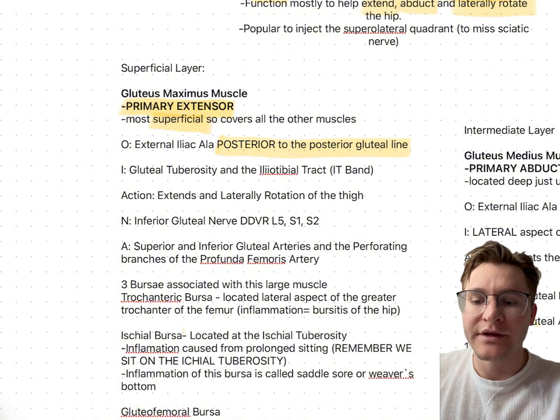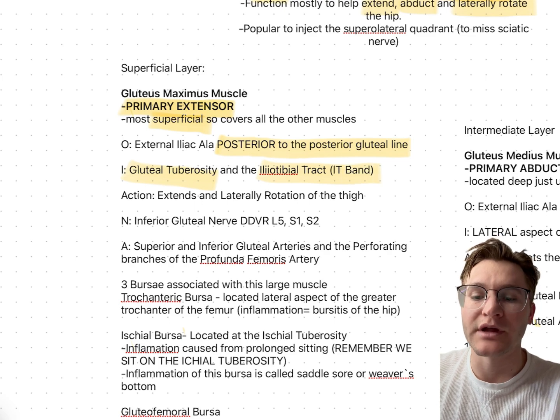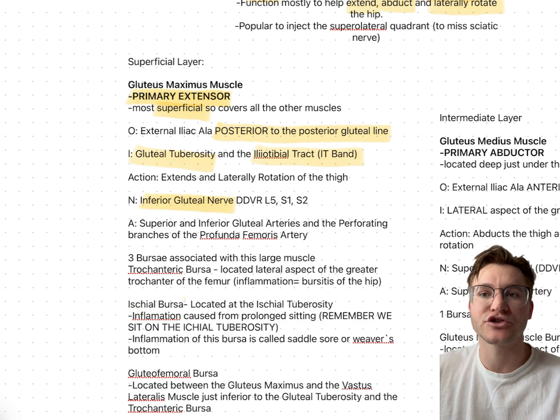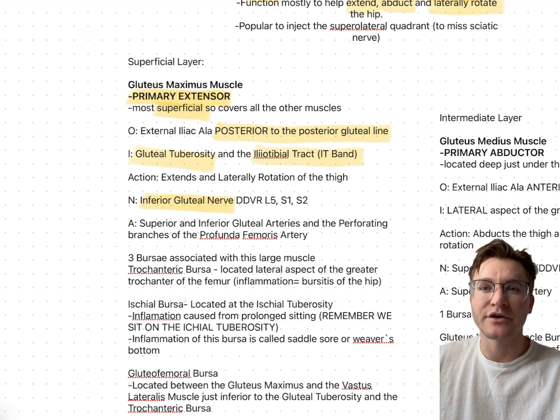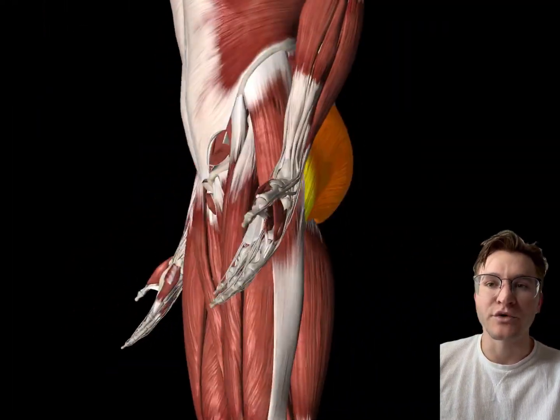Our origin is going to be the external iliac ala, posterior to the posterior gluteal line. Insertion is going to be the gluteal tuberosity and the iliotibial tract. Our nerve is going to be our inferior gluteal nerve. Remember, the other ones are going to get our superior gluteal nerve. And then our arteries, it's going to get both superior and inferior gluteal arteries. Please pause the video if you want to check out those bursa.